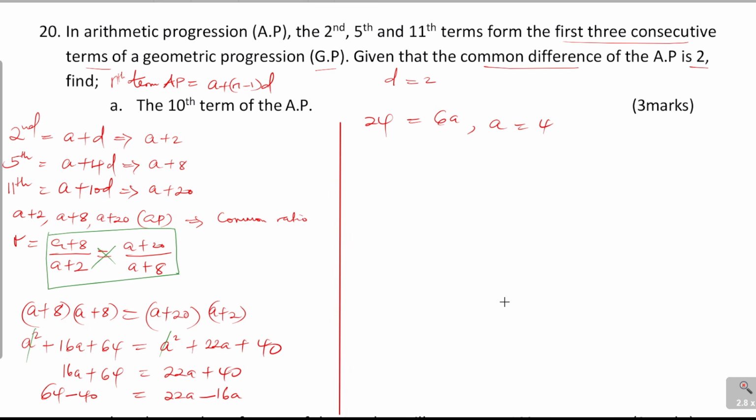So now we have the first term. The question is the 10th term of the AP. How do you write the 10th term? The 10th term of the AP is a plus, n is 10, so 10 minus 1 multiplied by d, that will be 9d. That is how you write the 10th term. I think you have everything, because a is 4, and d is 2. So this will give 4 plus 18, and that will give 22. So that is how you get the 10th term of the AP. It is 22.